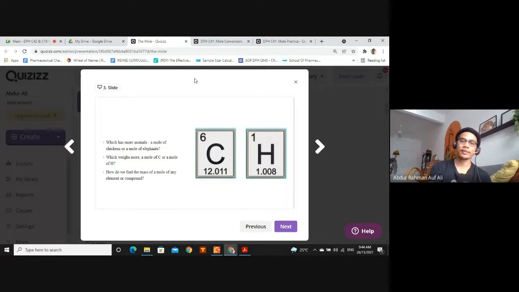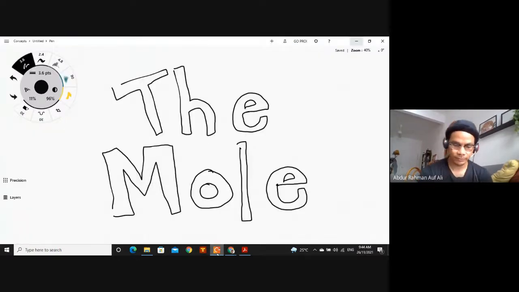So next question saya nak kamu tanya yourself, which has more animals? A mole of chickens ke a mole of elephants? So dekat sini we are starting to get into the definition of the mole. So the mole adalah satu unit sama macam dozen. Kalau satu dozen maksudnya 12 biji, 12 benda. Satu mole is also a representation of a number and the number is very, very big.